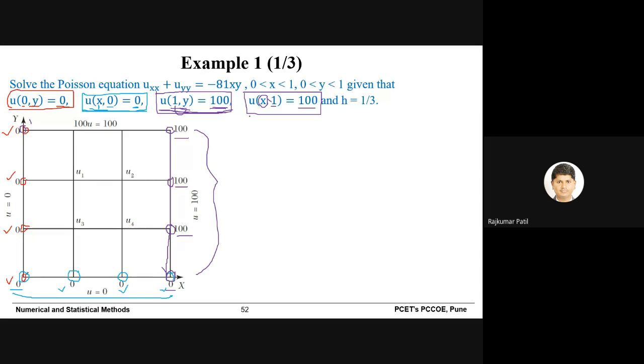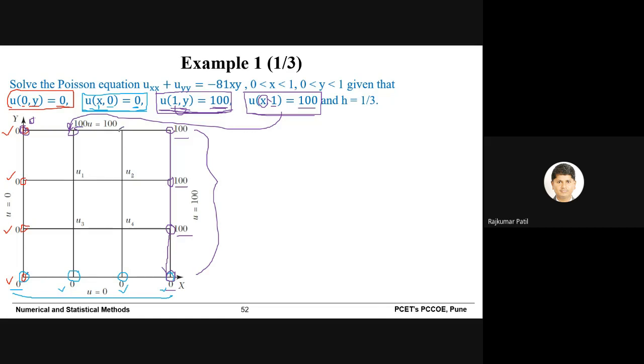There should be a bit of modification in this equation, but yeah, we will understand. Here the answer should be 0, because we are implementing this equation from the second point. Okay, so this point will be 0. This point has coordinates 1 by 3, 1. So the answer is 100. So the value is assigned here.